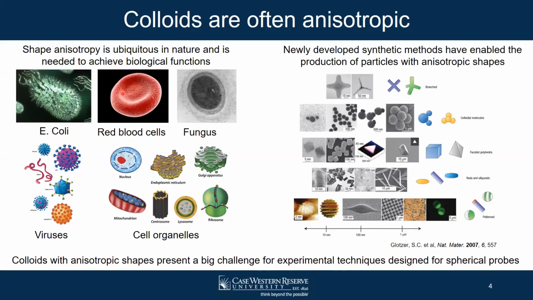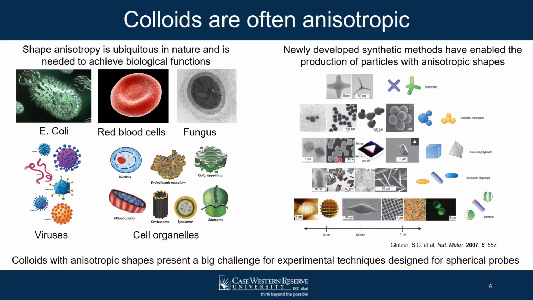But in general, there's all types of biological colloids that are anisotropic, either in shape or in surface chemistry or optical properties. And then, of course, we know that there is such a wide range of synthetic colloids that are anisotropic. Again, this is showing mostly shape, but we know patchy colloids can be chemically anisotropic. So there's this whole host of anisotropic particles, both in nature and in the laboratory, that really present a big challenge for experimental techniques that seek to measure interactions and dynamics of particles.